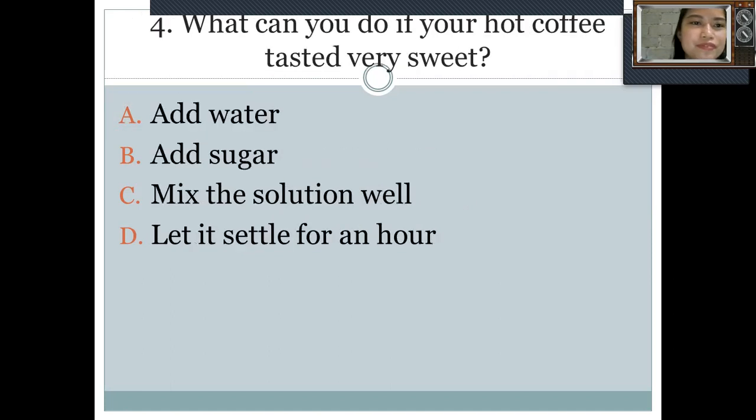Number 4 item, what can you do if your hot coffee tasted very sweet? Choices are A, add water, B, add sugar, C, mix the solution well, D, let it settle for an hour. In 5, 4, 3, 2, 1. What is your answer? If your answer is add water, then you got it right.